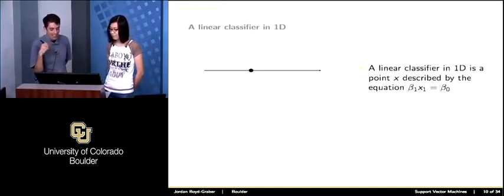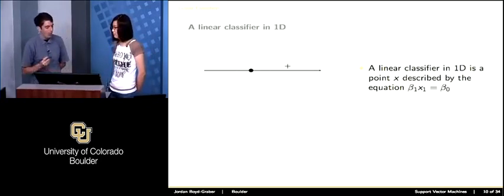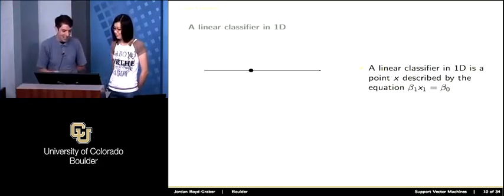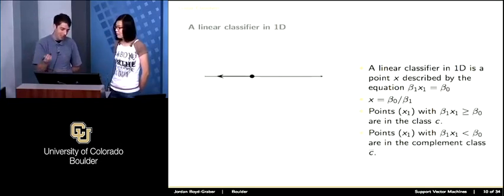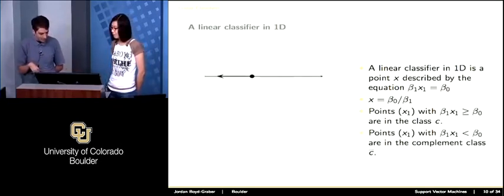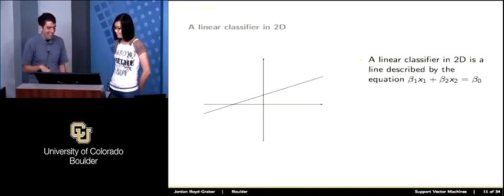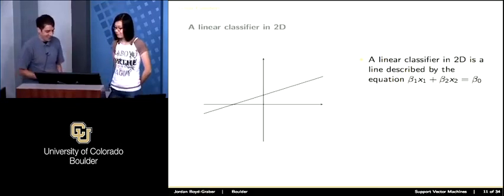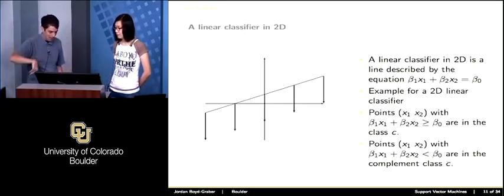So a linear classifier, if you just have one dimension, is what? Is a dot. Yeah, it's a point. So one class is to the left of the point, and one class is to the right. Okay, that's fairly simple. So now let's do 2 dimensions. And so what is a separator in 2 dimensions? It's a line. Yeah, exactly. And so you can have things above the line and things below the line.